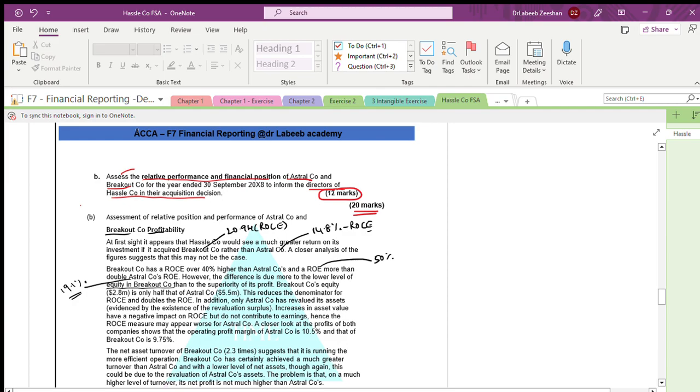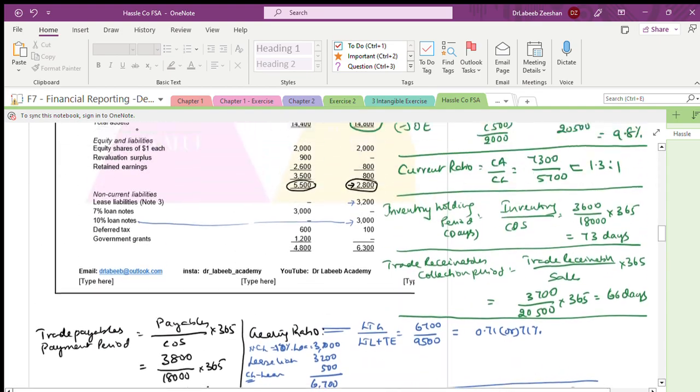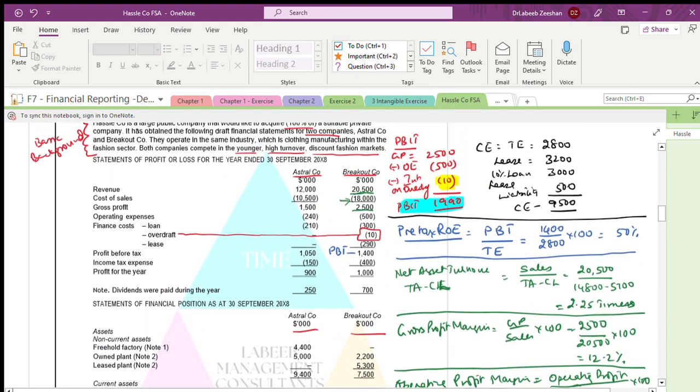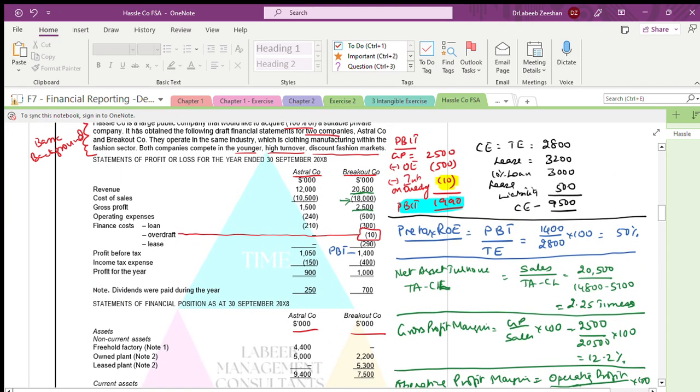The total equity is higher in Astral. It is 5,500, whereas the total equity in Breakout is only 2,800. Now, how have we calculated return on equity? Using profit before taxes. Now you just compare profit before taxes also.